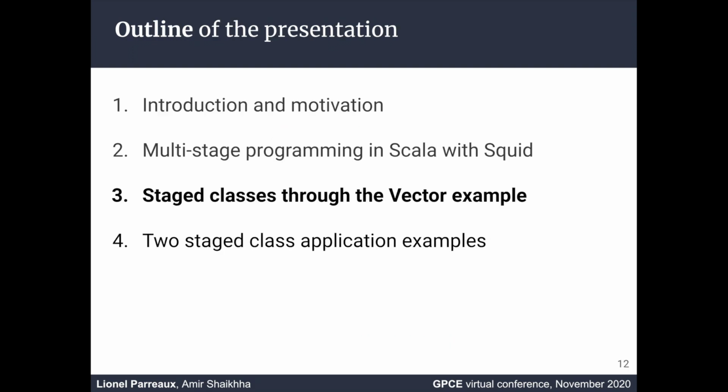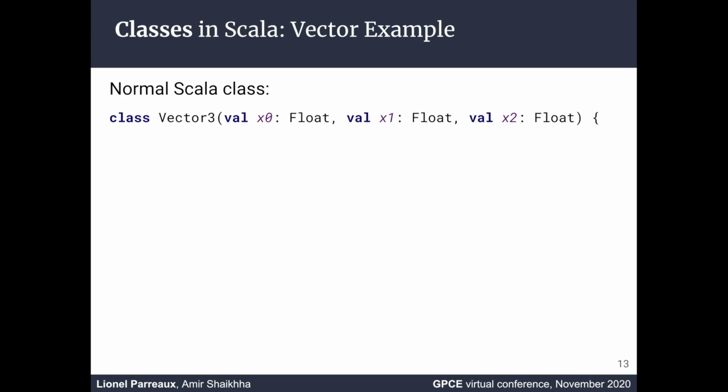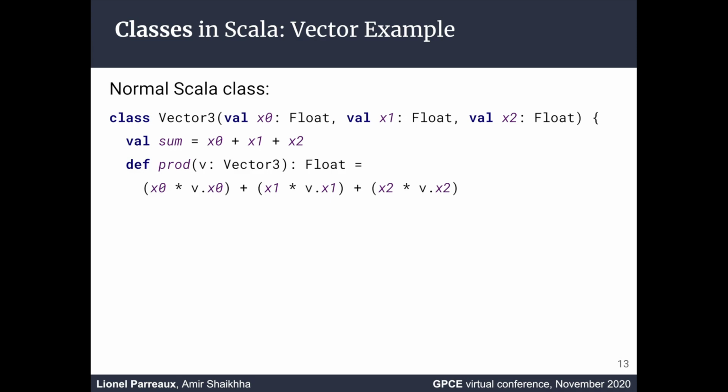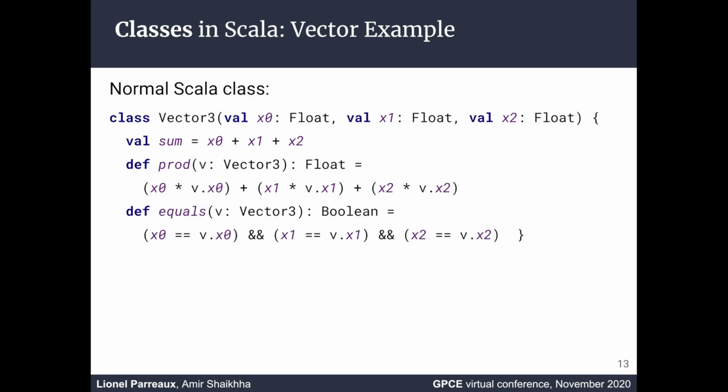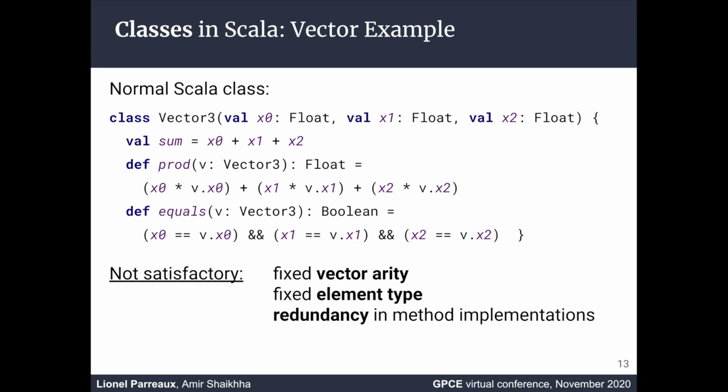We now go over the basic functionalities of stage classes with a simple example, the staging of a class for representing numerical vectors. The following plain Scala class represents a vector of 3 immutable floating point coordinates. We define a derived field, sum, which holds the sum of the components, as well as 2 methods, prod and equals, which compute some result given another instance of the class. Several properties are hard-coded in this definition, namely the arity of the vector, the type of the elements, and the implementation structure of each method.